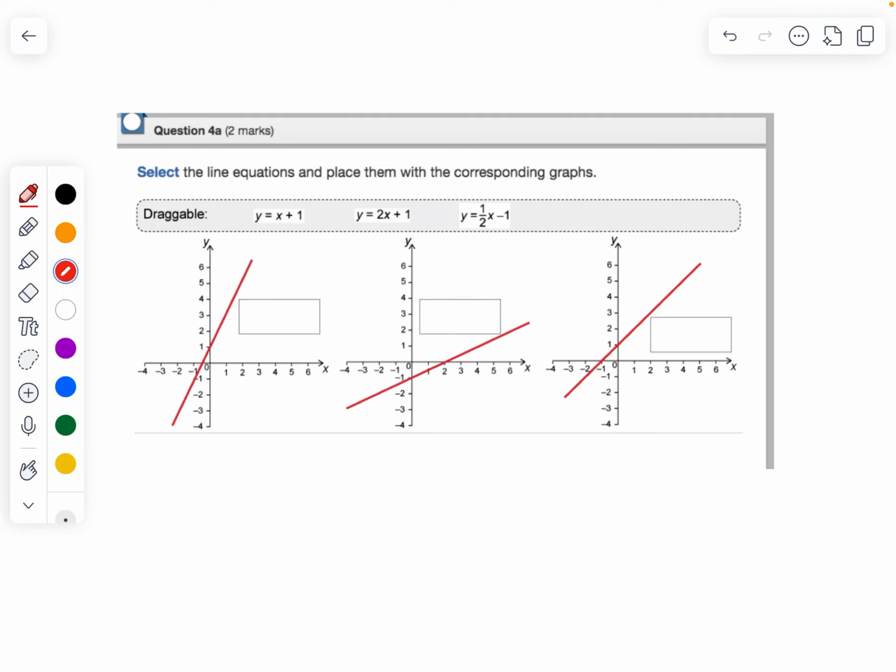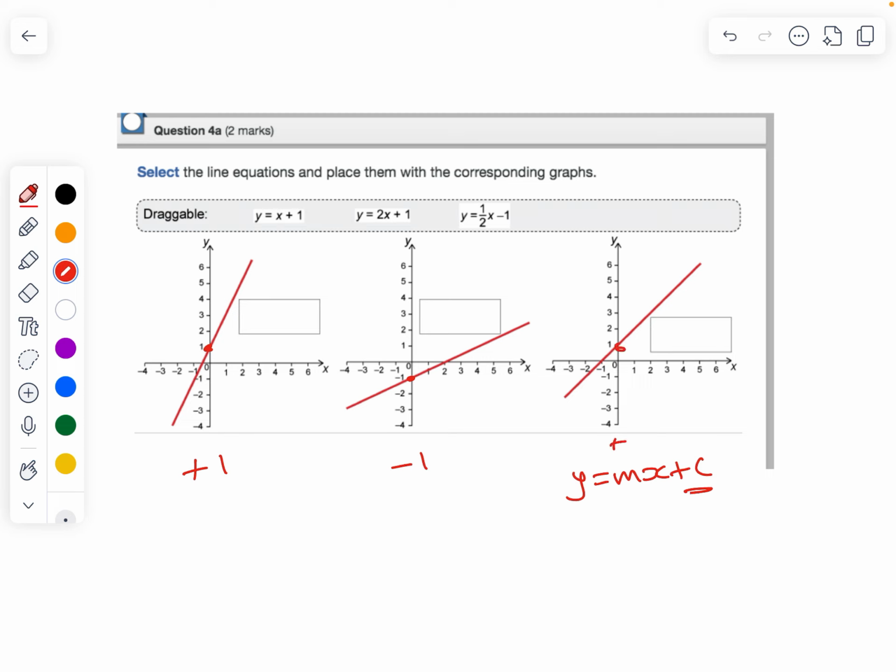Right, so this is the linear functions questions that we're going to go through, some exam questions, and this is a draggable question, so you're just going to drag them in the right place. So the form that we're writing this in is y equals mx plus c. So c is the y-intercept.